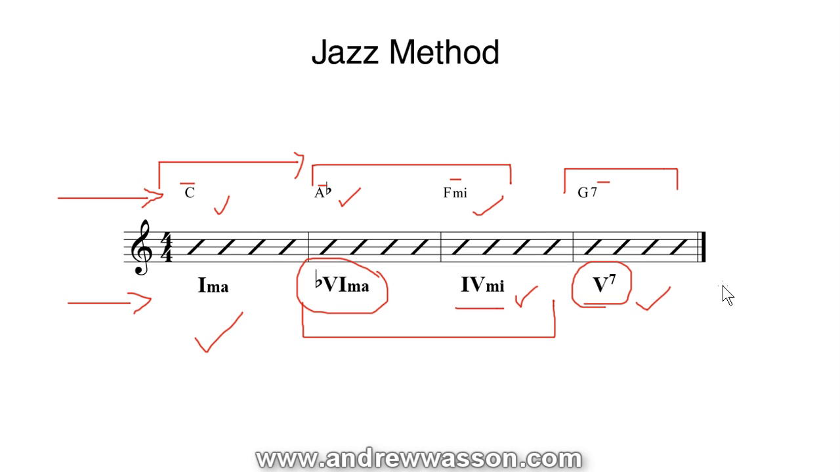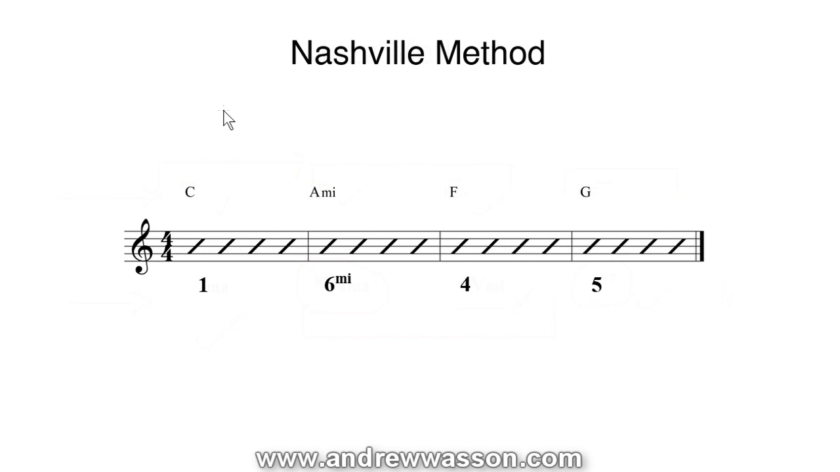But this isn't the end of it. There's actually one more method yet I would like to discuss, and that's going to be the Nashville method. If you're unfamiliar with the Nashville method of notation, you can see here I still have the same chord progression as C major, A minor, F major, G major that I had from the original examples.